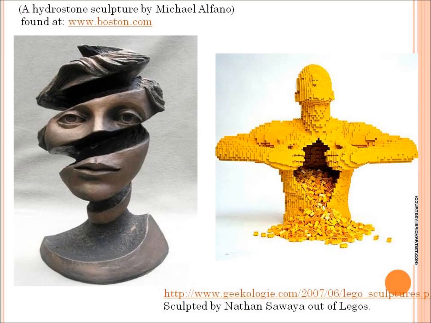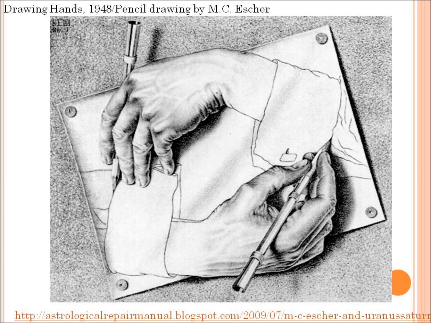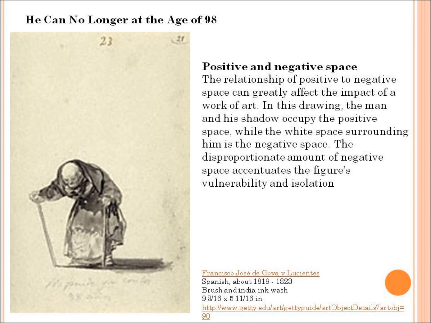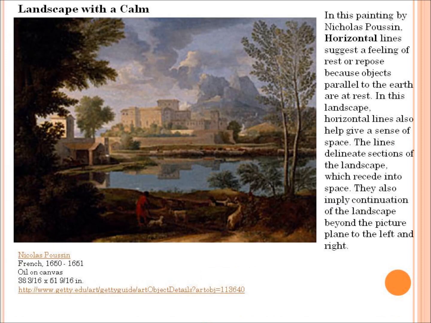Then the next slide is talking about form and shape, and sculptures are obviously going to go along those lines, but then there's also the 2D aspect of it, and that goes into M.C. Escher, which is the next slide. And then another slide that talks about 3-dimensional space in a 2-dimensional work, which is also another example of M.C. Escher. Then the next slide talks about positive and negative space. So again, we're still talking about space, which is one of the elements.